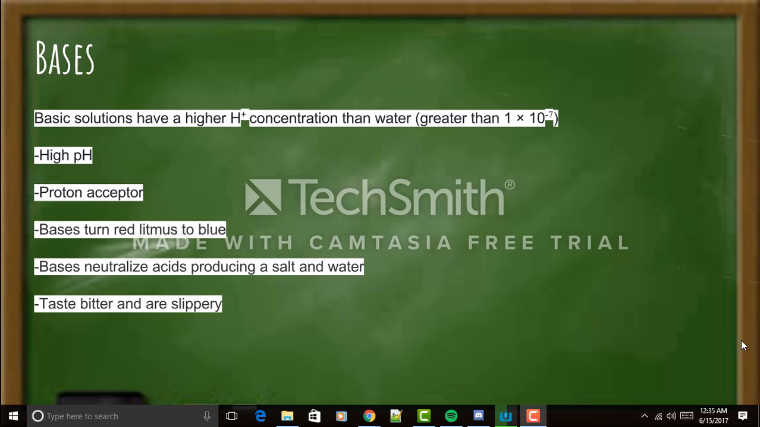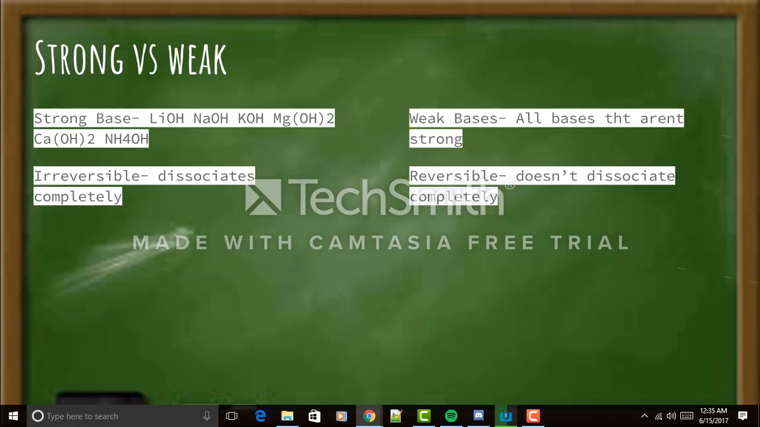Just as with acids, there are strong and weak bases. The difference between the two is that strong bases are irreversible because they dissociate completely, while weak bases are reversible because they do not dissociate completely.